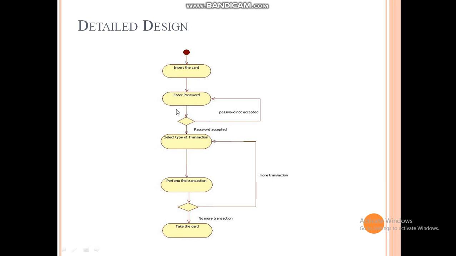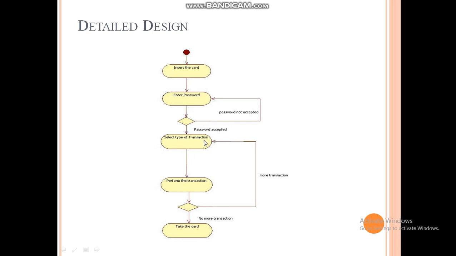How do we evaluate the state? Whatever password the user enters, if the password is correct, then go to the next state. If the password is wrong, then re-enter the password. So this is the condition. The condition is used to evaluate the state. If the password is entered correctly by the user, the control goes to the next state.